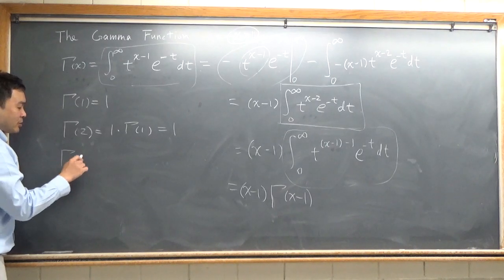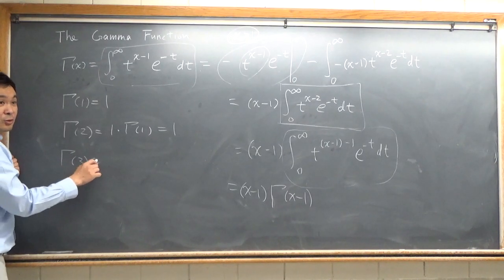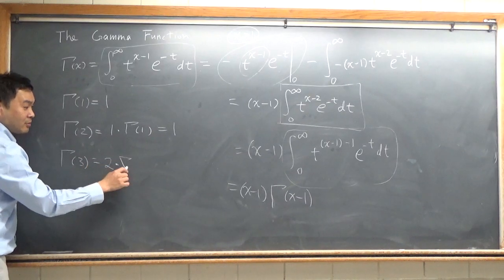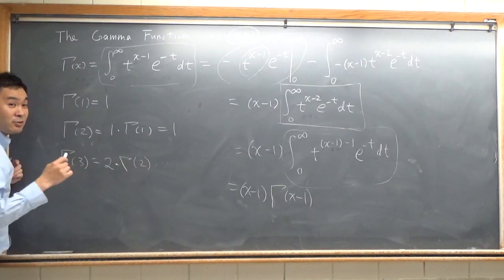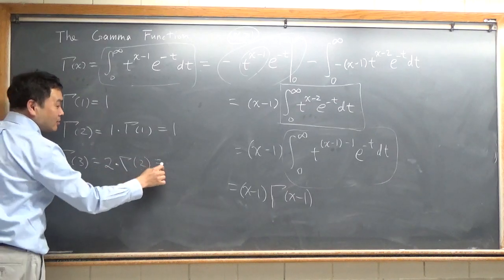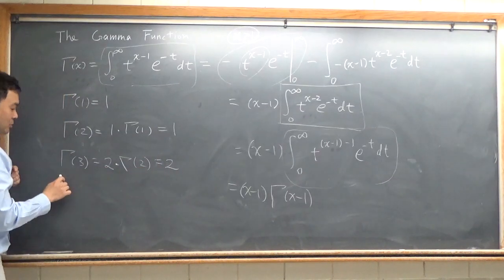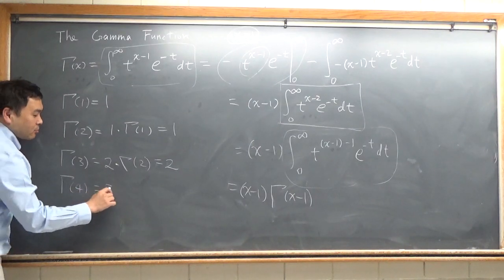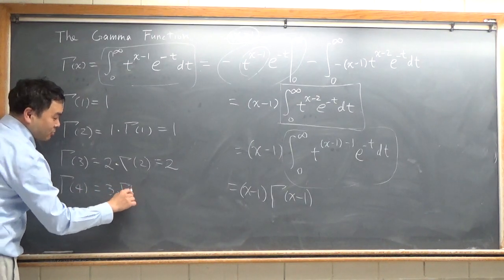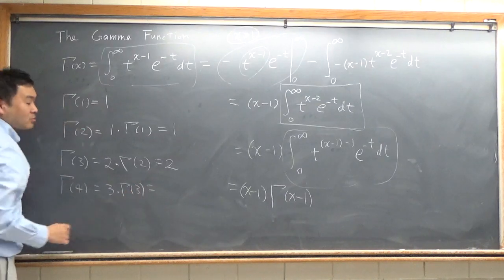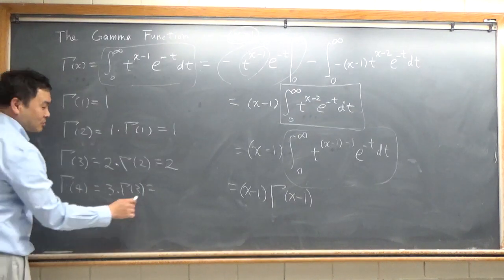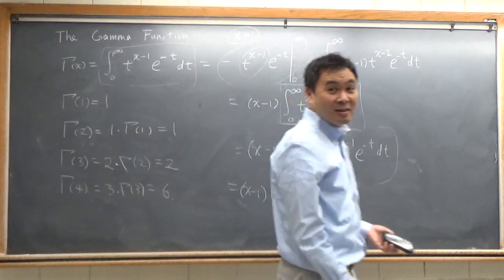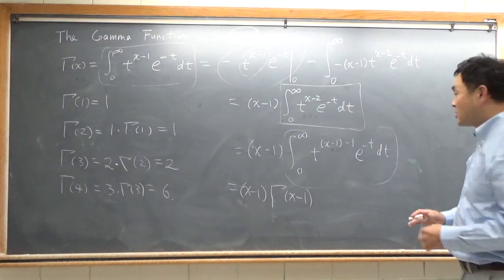Okay, let me see if you understood. Gamma of 3 is what? 2 times gamma of 2, but gamma of 2 is 1, so you get 2. Right. What's gamma of 4? 3 times gamma of 3. What's gamma of 3? 2. So it'll be 6. Oh, this looks like something. What is it? Factorial, right.